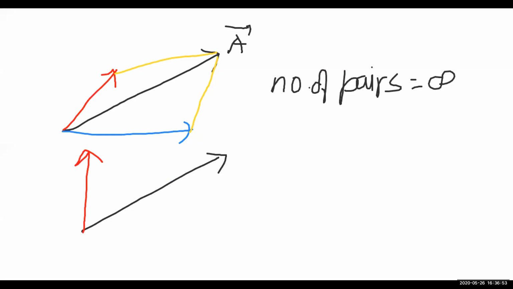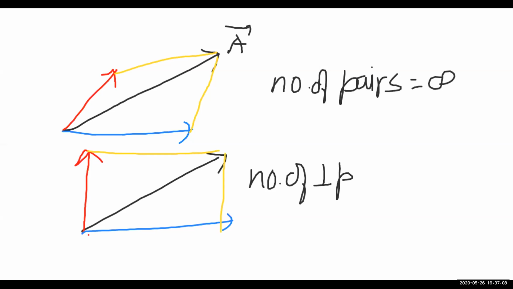And the next question is how many pairs of vectors which are mutually perpendicular to each other? This is very important. How many pairs of vectors which are mutually perpendicular will add up to A? So the number of perpendicular pairs that add up to the vector A, how many will it be? This will also be equal to infinity. Right, great.